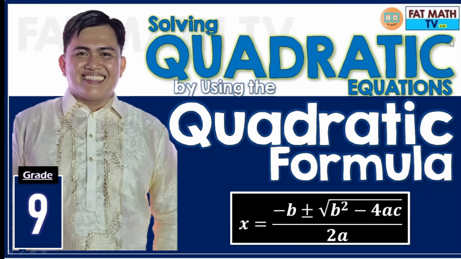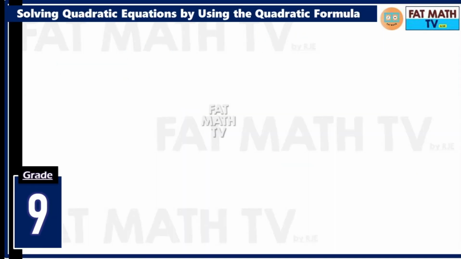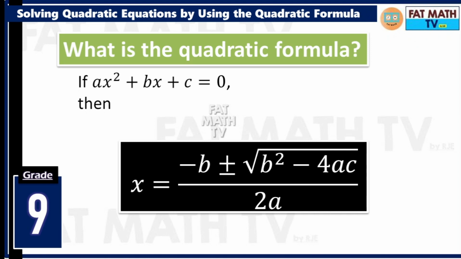In this video, you will learn how to solve quadratic equations by using the quadratic formula. What is the quadratic formula? If ax squared plus bx plus c is equal to 0, then x is equal to negative b plus or minus the square root of b squared minus 4ac all over 2a.